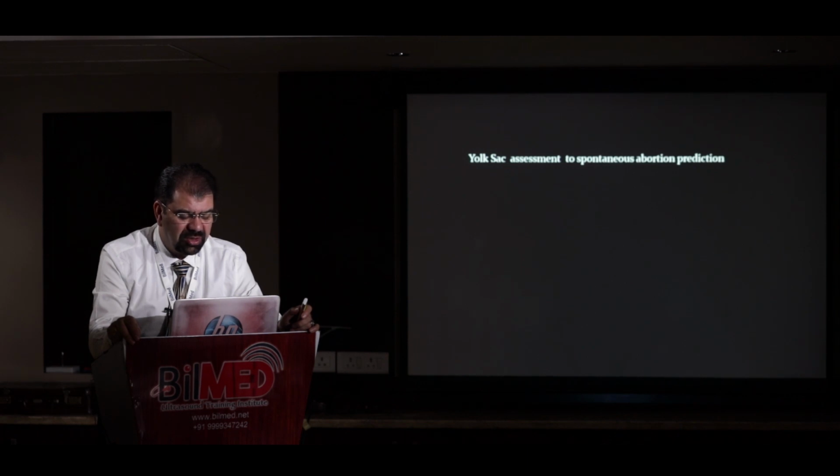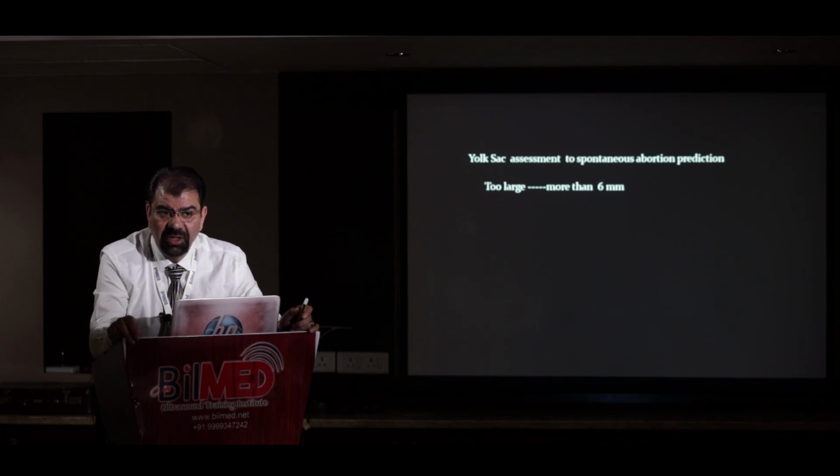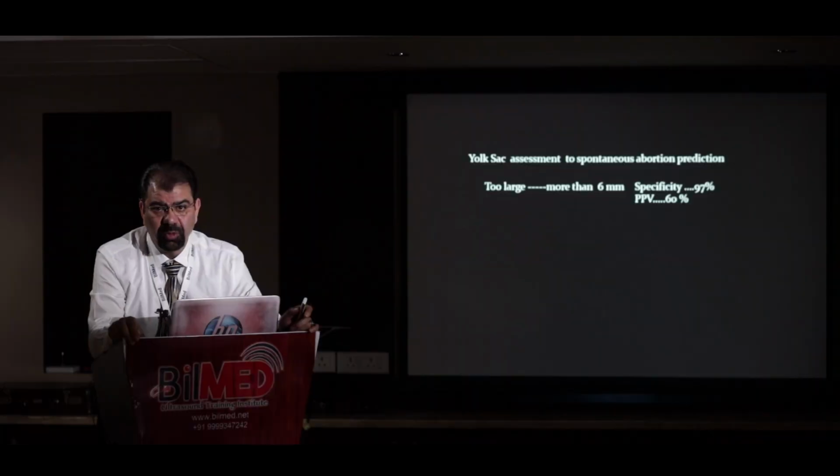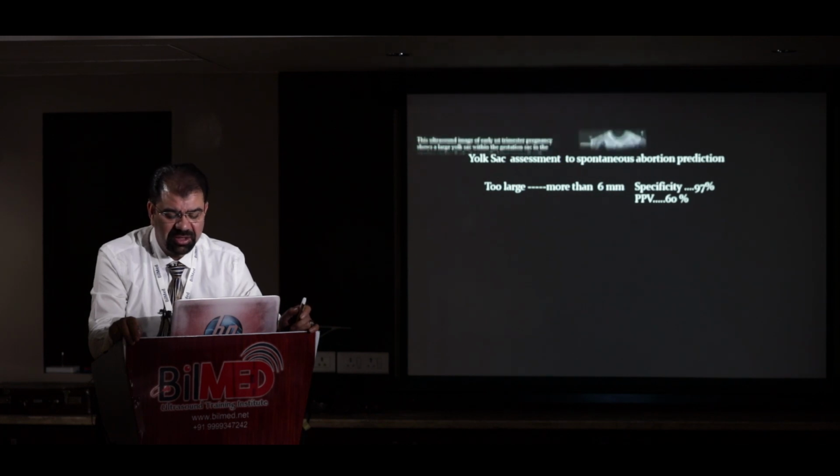So, yolk sac assessment for the spontaneous abortion prediction. If it is too large, don't think that God has given him a big tiffin. No, this is abnormal. It should not cross 6. I gave you the graph. It should not go beyond 5. In between 5 to 6, it is borderline. And anything above 6 is too large. So that is abnormal, and the specificity is 97% and the positive predictive value is 66%.